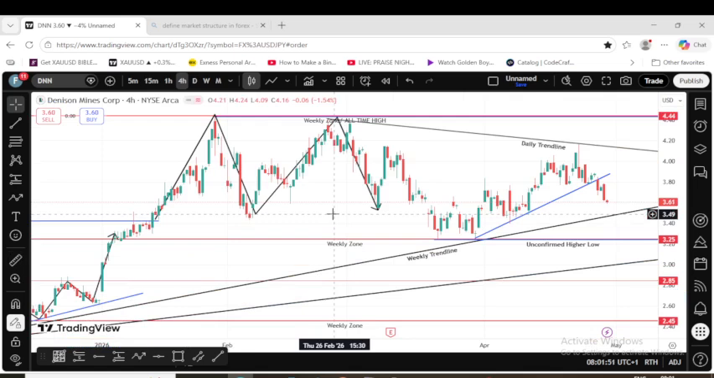So no trade, no trade, no trade. I'm staying off of this pair. I'm absolutely staying off of this pair. So that's it for DNN top analysis.